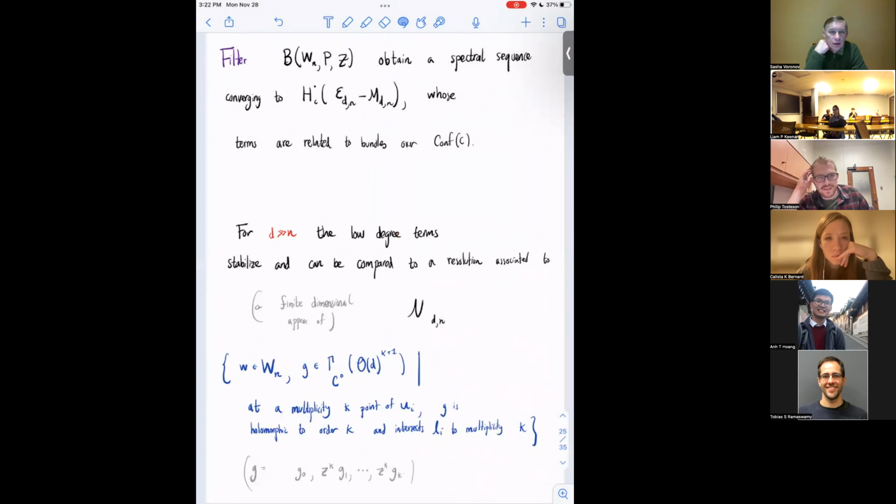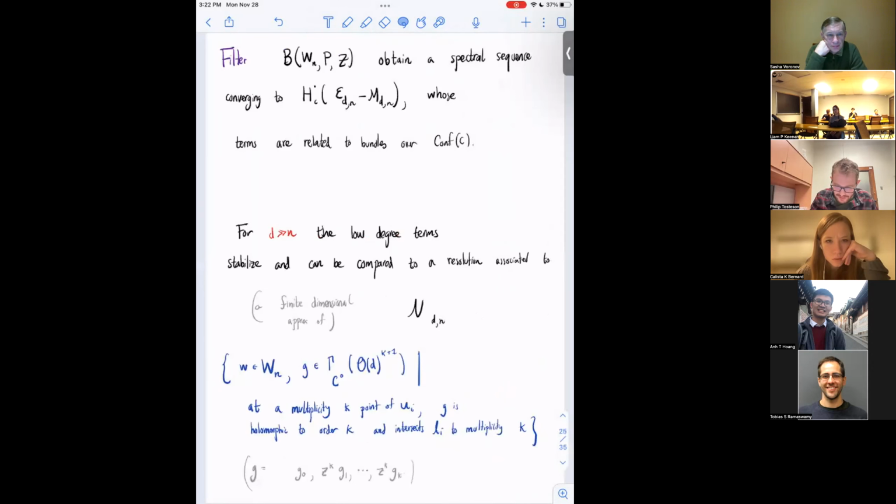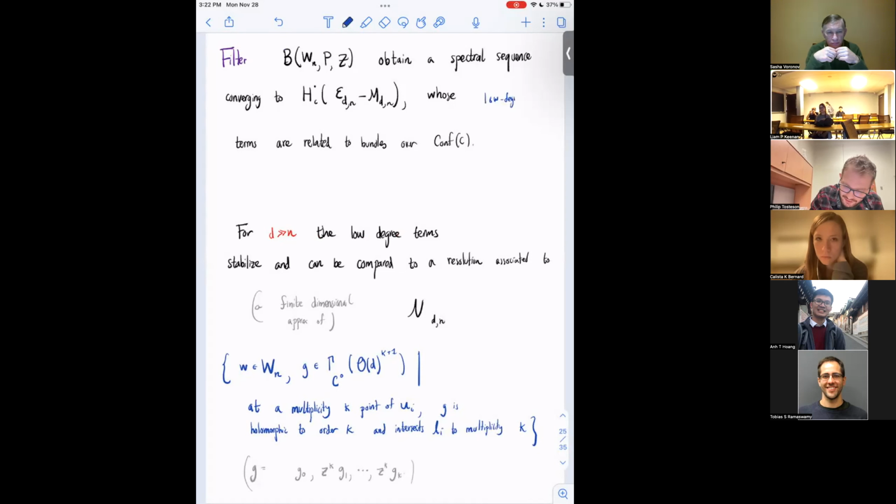And the idea is that if you filter this semi-simplicial space appropriately, then you can obtain a spectral sequence converging to the compactly supported cohomology of this complement, and whose low degree terms are related to vector bundles over configuration spaces.